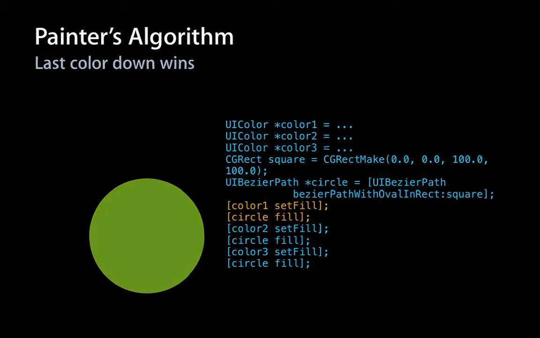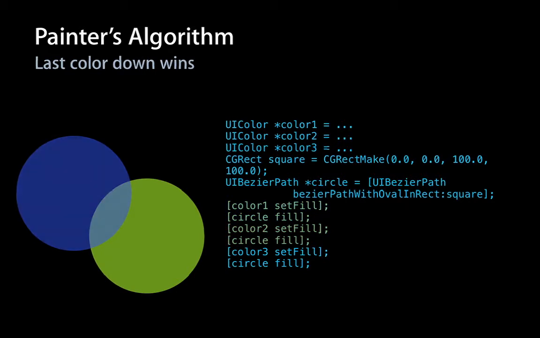So I want to take a step back and talk about this painter's algorithm, which is the way that Quartz draws. And it's like when you paint your house. When you paint with red color and you decide you don't like red and you paint with blue, the color that you see is blue. Quartz uses that same approach. Now, of course, it takes into account alpha and it will do blending and so forth, but the general idea is that whatever the last color to go down is what wins.